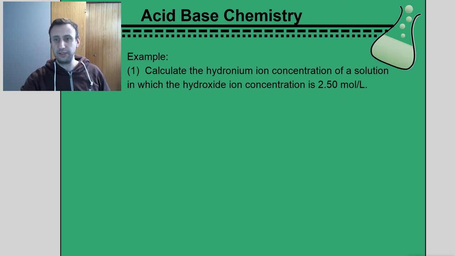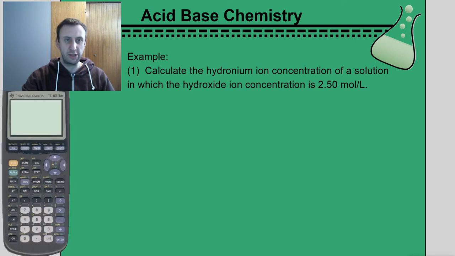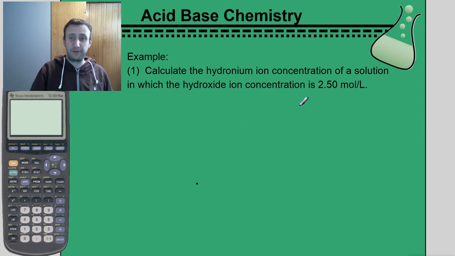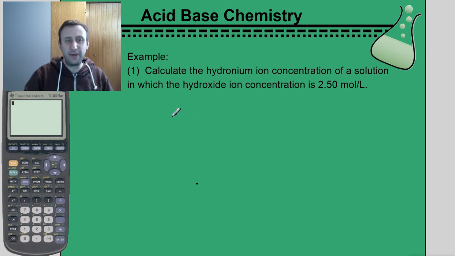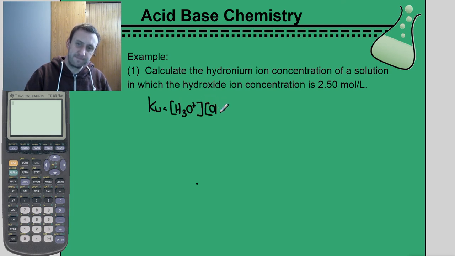All right, so we're going to do a quick example here. I've got to get a calculator ready. And the calculator is here. All right, so let's try this out. The information I have is a hydroxide ion concentration of 2.50 moles per liter, and I want to find the hydronium. So I know that Kw is equal to hydronium multiplied by hydroxide, which I know Kw is equal to 1.0 times 10 to the negative 14. So I've got my hydroxide ion concentration of 2.50 moles per liter.